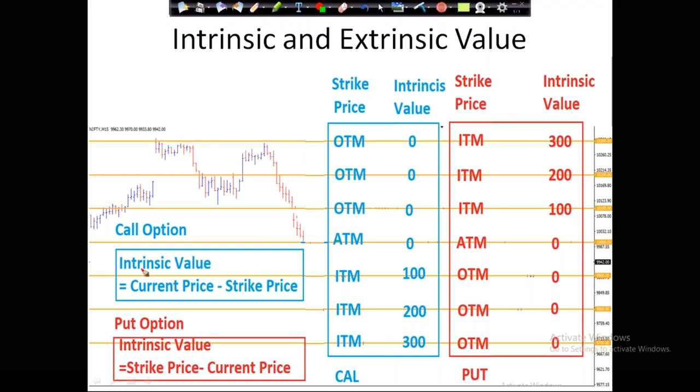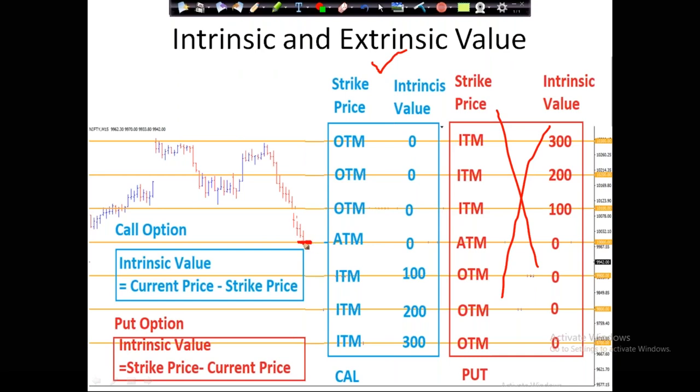Okay, in a call direction, intrinsic value is equal to current price minus strike price. Whatever result comes, that is called extrinsic value. Let's say, forget about that. I'm not talking right now about this one. We are talking about this one. All right. So let's say this is the call direction.